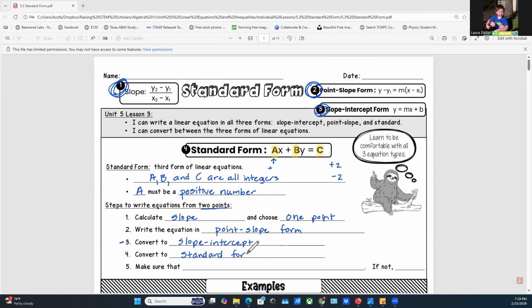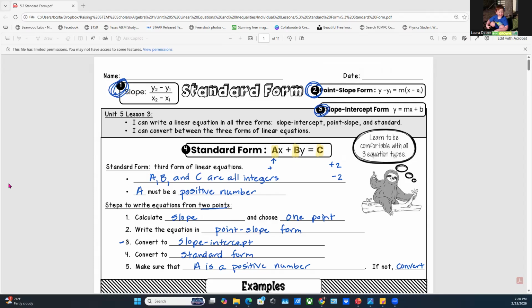We can convert between all of these, and you'll need to feel comfortable flipping back and forth between them. Then just make sure, again, that A is a positive number. If not, you will have to convert to a positive number, and I'll show you examples of that. I'm recording this ahead of time, so you can certainly pause this to catch up on your writing, because I might be going a little fast, or a little slow too.